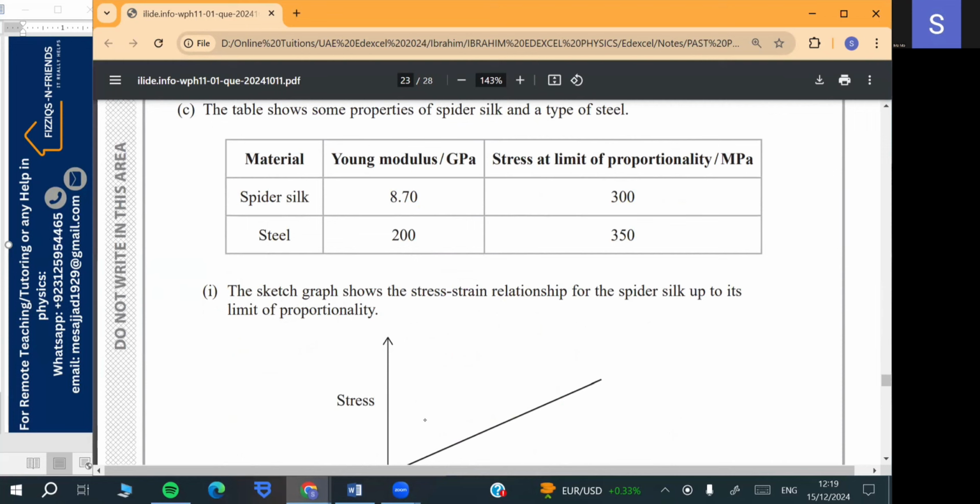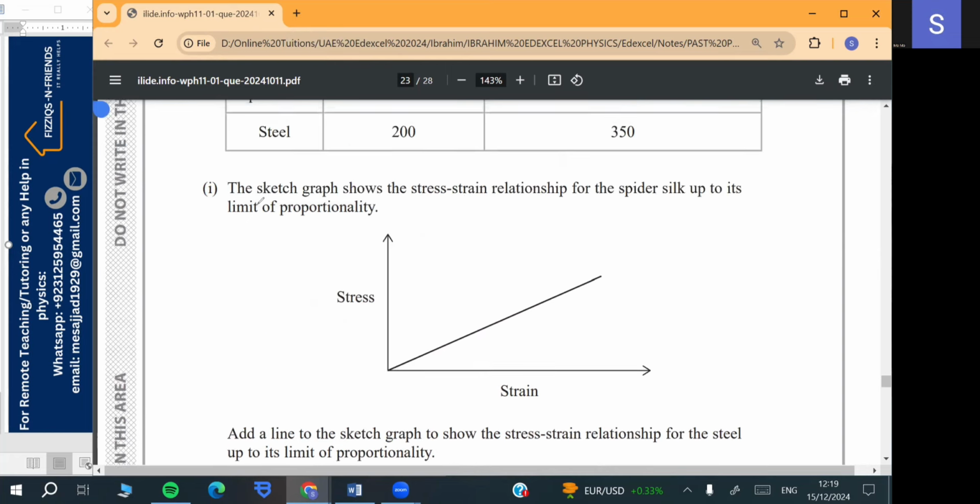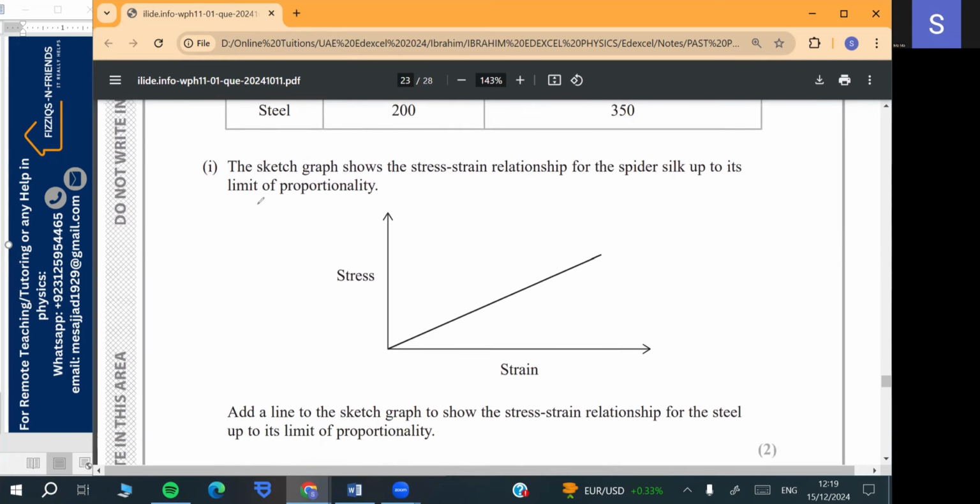The table shows some properties of spider silk and the type of steel. Spider silk and steel, what a comparison. The sketch shows the stress strain relationship for the spider silk up to its limit of proportionality. Add a line to the sketch graph to show the stress strain relationship for the steel up to its limit of proportionality.